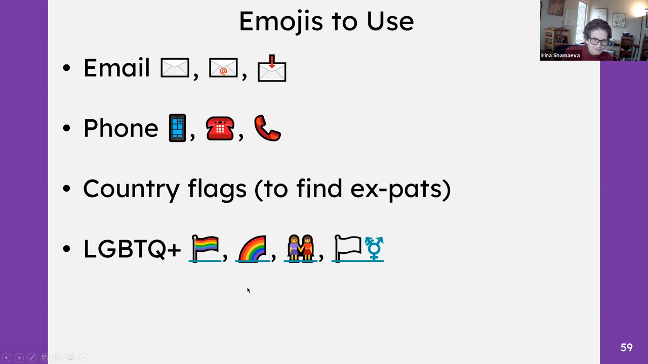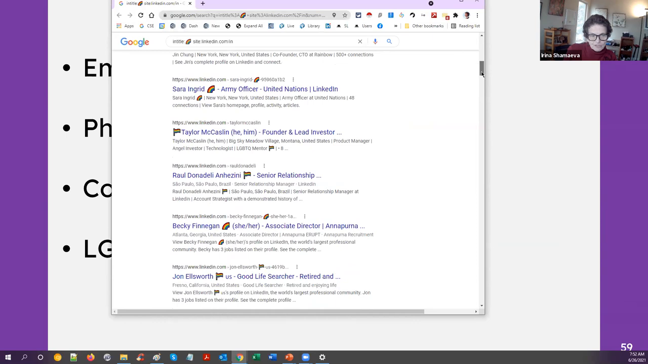Anyone wants to see a result? For example, searching for LGBTQ people. Here is what it looks like. Here are all of these emojis found. And of course, you cannot find them otherwise.